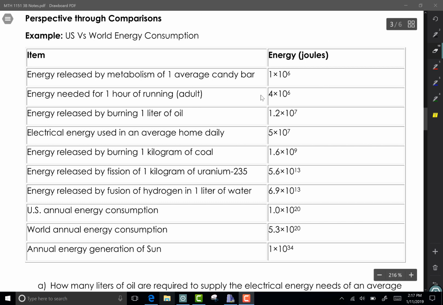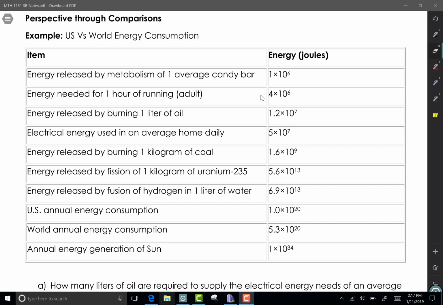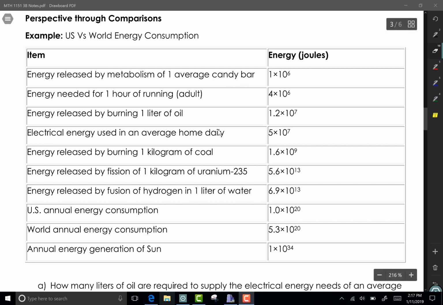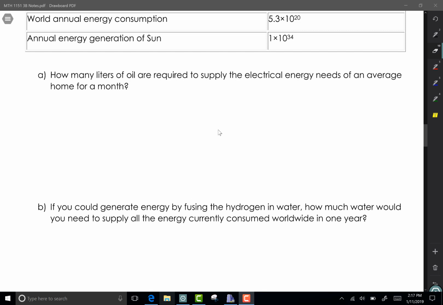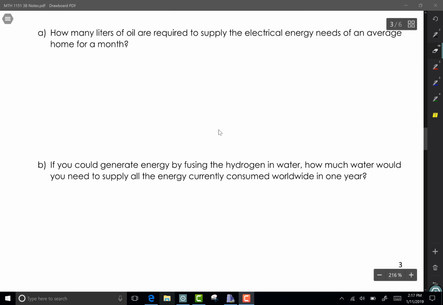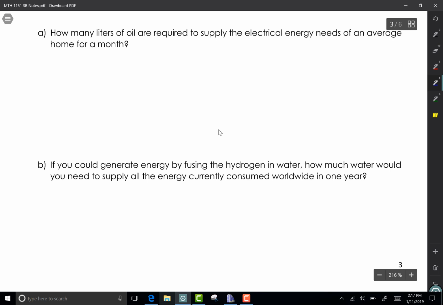So I have a table here with information about U.S. and world energy consumption. And we're going to use that to complete the next 2 examples, part A and B. So in part A, it says how many liters of oil are required to supply the electrical energy needs of an average home for a month.